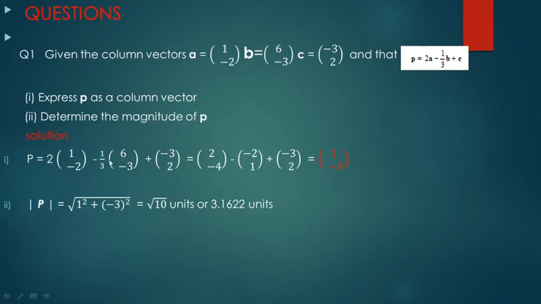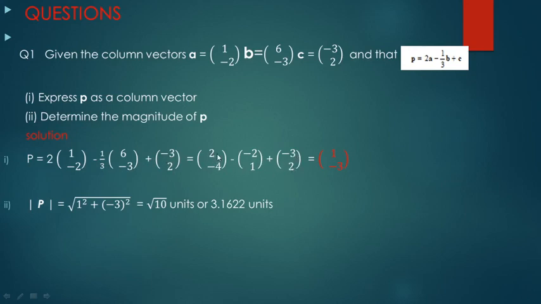And this one will be minus a third times this. Negative a third times 6 gives you negative 2. Negative a third times negative 3 gives you positive 1. So it will be (2, -4), then (-2, 1), and then plus this one, that's (-3, 2).